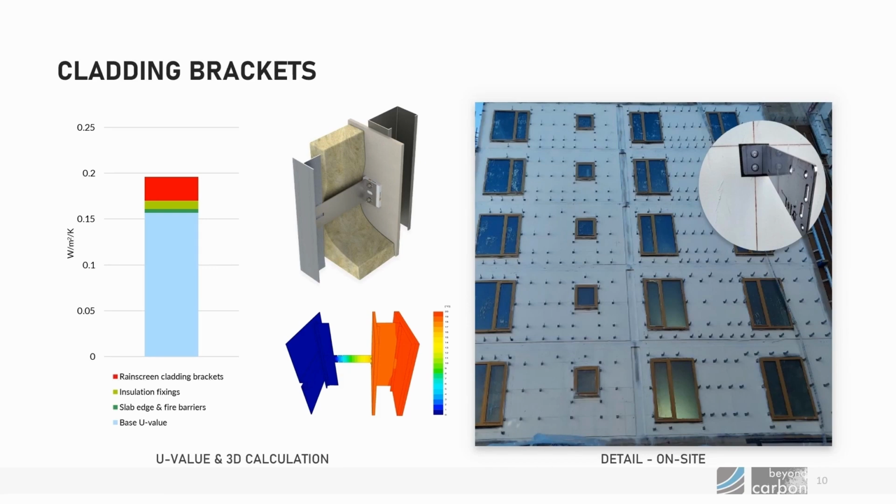Cladding brackets, such as these stainless steel cladding brackets installed in our Passivhaus building. You can see on that chart that the red portion is the contribution of those cladding brackets to the overall U value. So it takes the U value from circa 0.16 to nearly 0.2. So it's quite a significant increase due to those cladding brackets. We need a three-dimensional calculation to capture that effect.